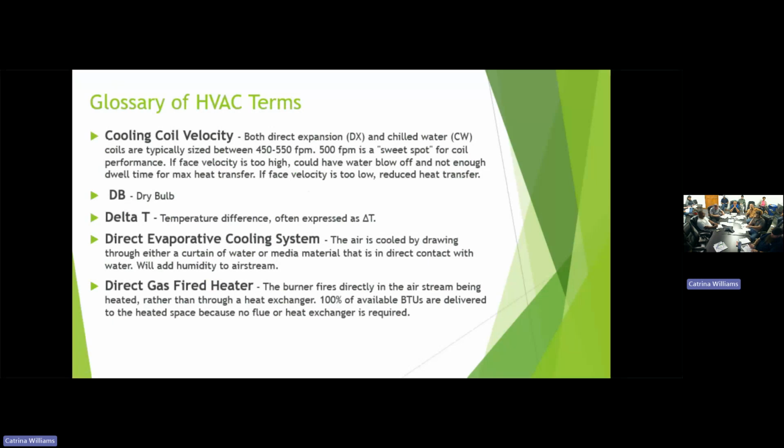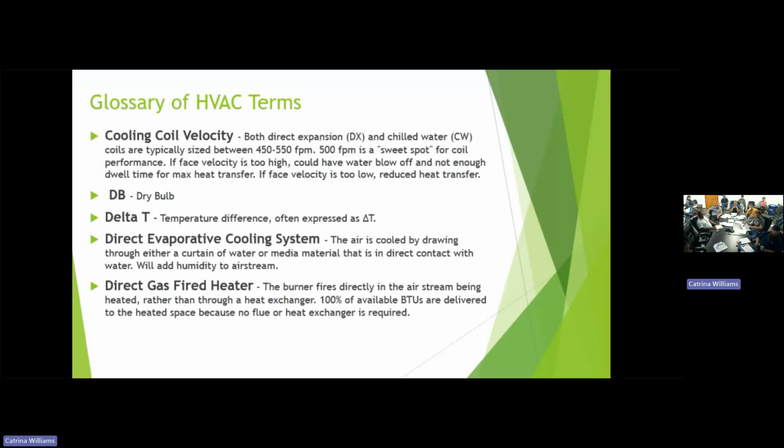Cooling coil velocity, another thing we just throw out among ourselves, like everybody knows this. Well, there's a sweet spot on the coil when you get the best performance. For DX, direct expansion refrigerant, or chilled water, that is between 450 and 550. Most of our coils are sized around 500 feet per minute as our sweet spot. That's just because we know if you get velocity too high over that on a coil, you're going to get water out of the air when you cool it down.